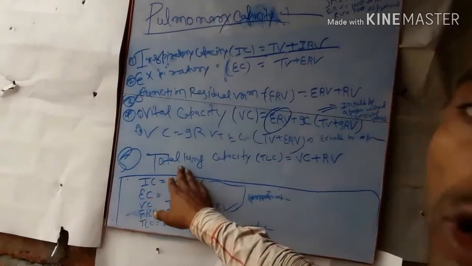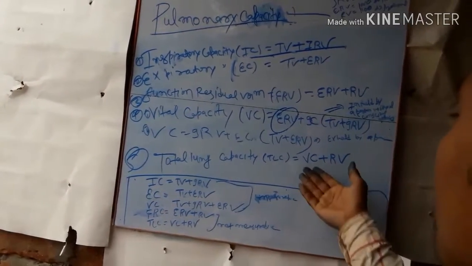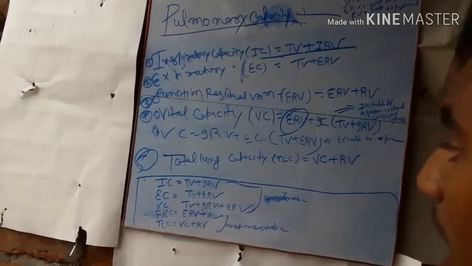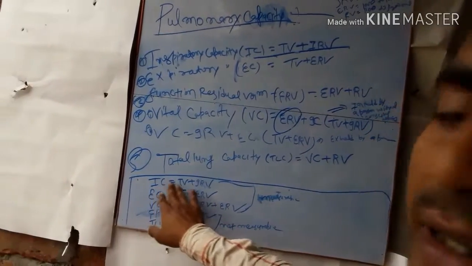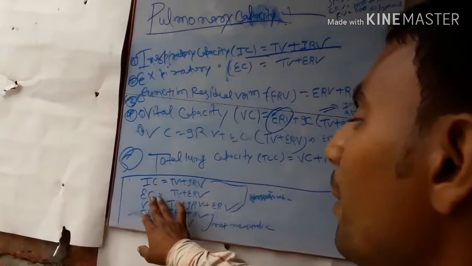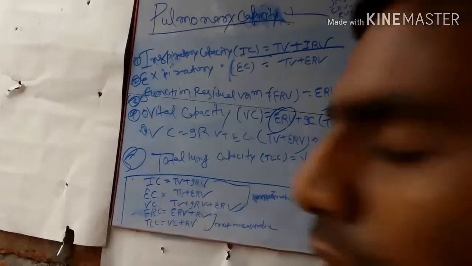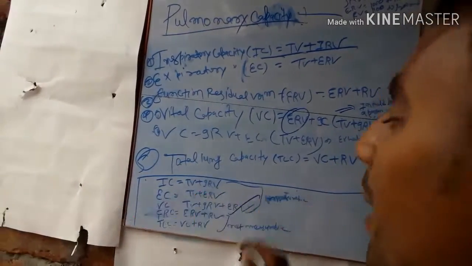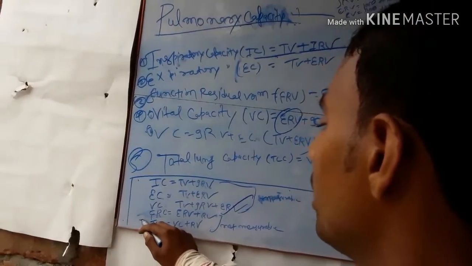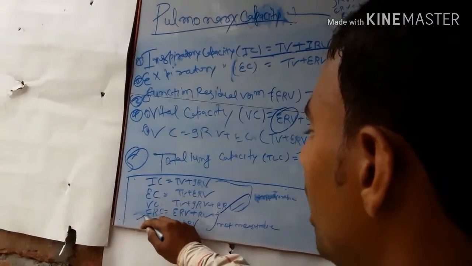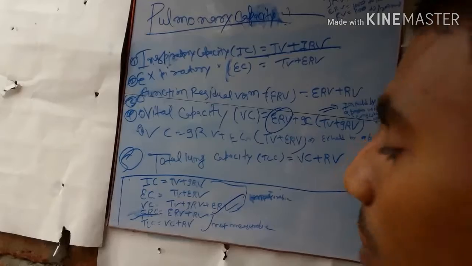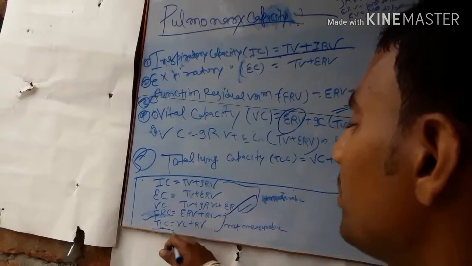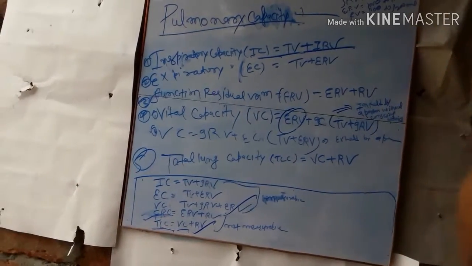And fifth is total lung capacity. What is the capacity of the lung? That is the vital capacity plus residual volume. Okay, this is the total lung capacity. Finally, inspiratory capacity is tidal volume plus inspiratory reserve volume, expiratory capacity is tidal volume plus expiratory reserve volume, and vital capacity is tidal volume plus inspiratory reserve volume plus expiratory reserve volume. Functional residual capacity equals expiratory reserve volume plus residual volume. Total lung capacity is vital capacity plus residual volume.